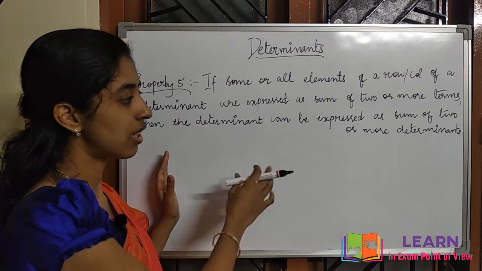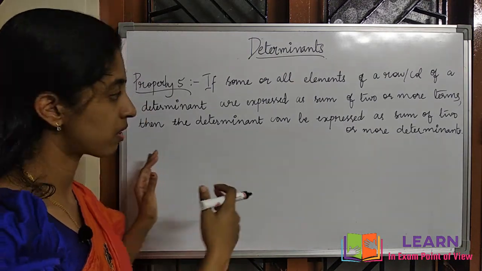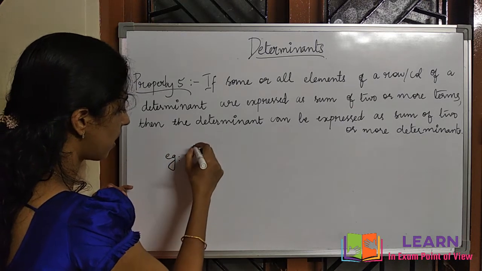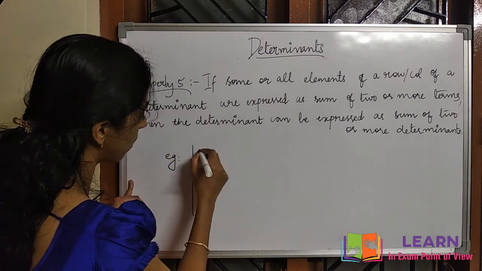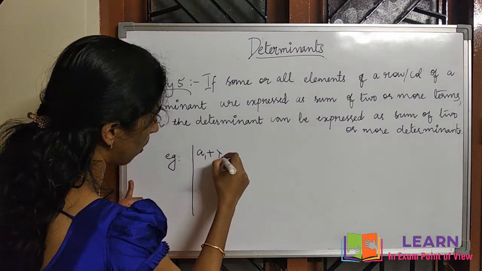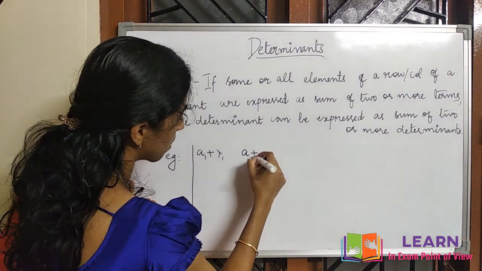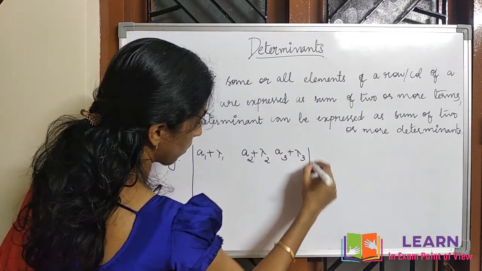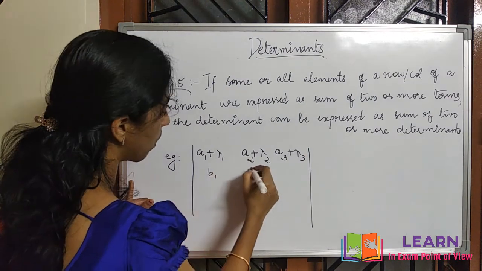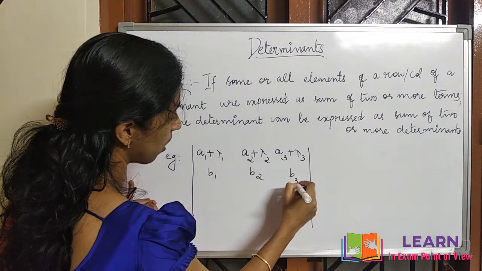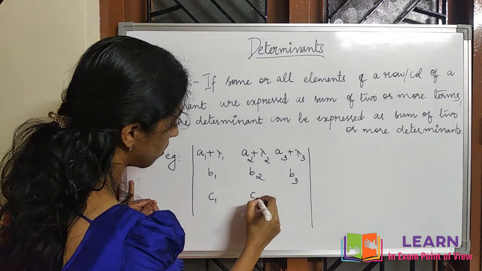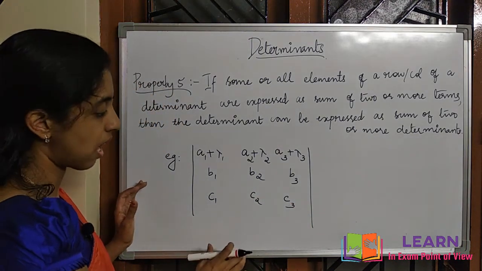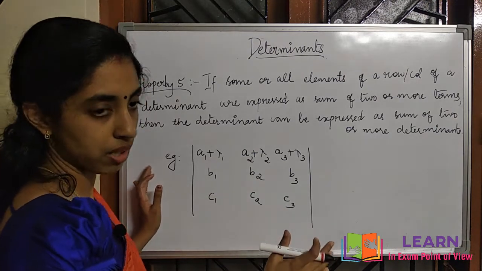Okay, it's a little bit lengthy. I will show an example to understand it more clearly. For example, take a determinant. Let it be a1 plus lambda 1, a2 plus lambda 2, a3 plus lambda 3. Then the remaining rows, b1, b2, b3, and the last row c1, c2, c3. This determinant can be expressed as sum of two determinants.